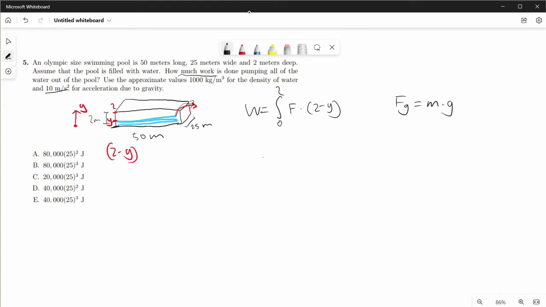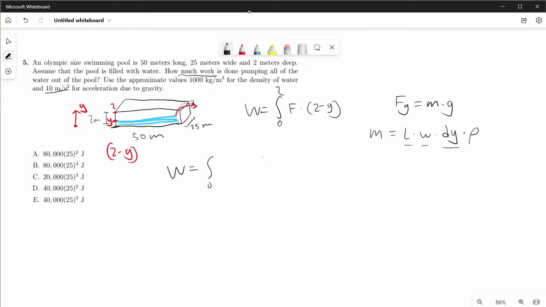The 10 for acceleration due to gravity, and then mass in this case would be length times width times the height. In this case, we're concerned with a layer of water, and that will be our dy coming in, and that length times width times height will be the volume of that layer of water, and that we need times the rho, the density, to get the mass. So we can write this all together, right?